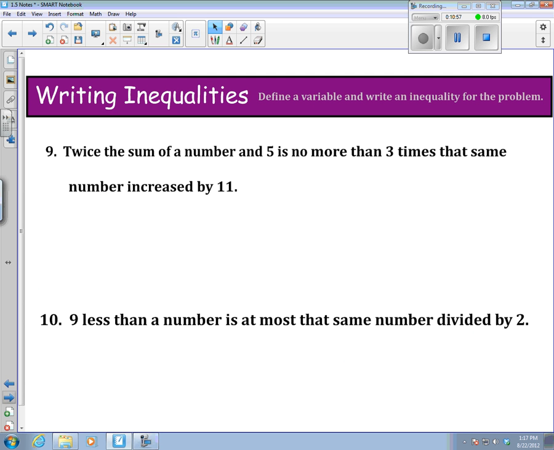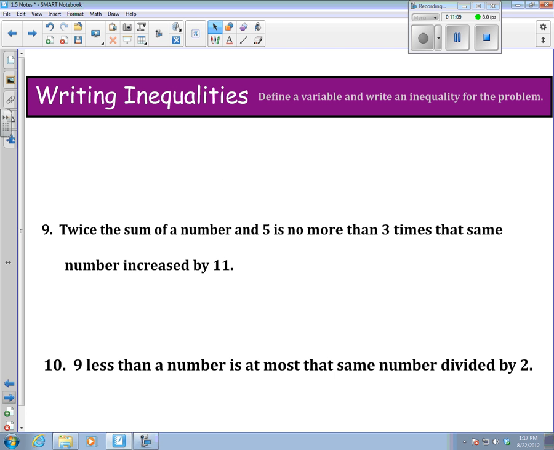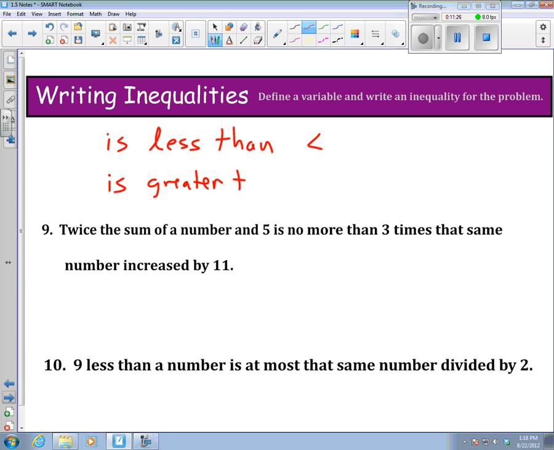Write inequalities. Define a variable and write an inequality for the problem. Well, first of all, some keywords you're going to want to know when writing these inequalities. "Is" is usually the equal sign, but when you put it with "is less than," you get a less than symbol. And just the opposite is "is greater than." It's a greater than symbol. Also, "is at most" is less than or equal to.